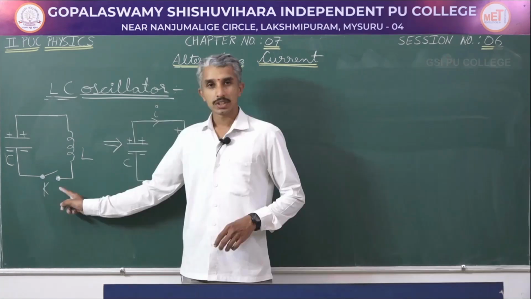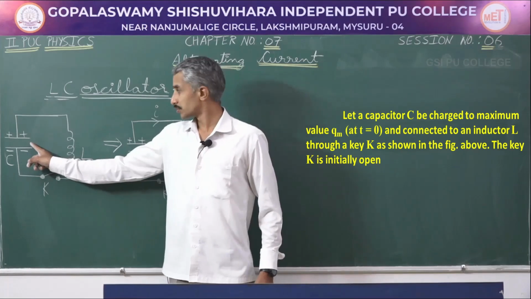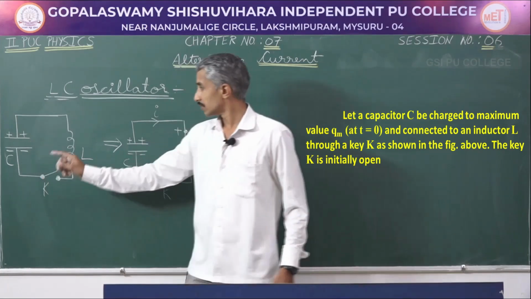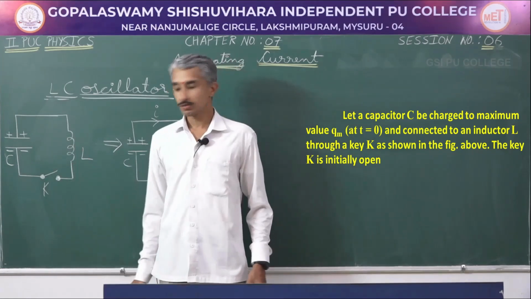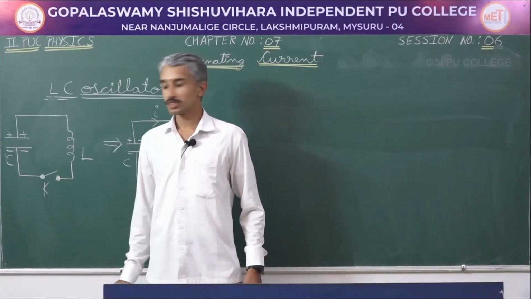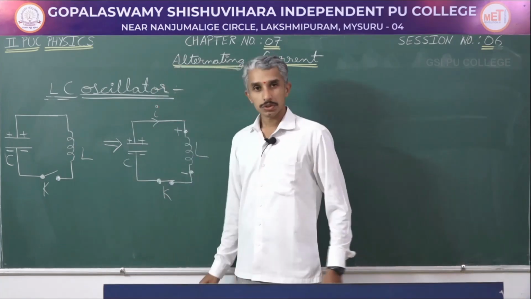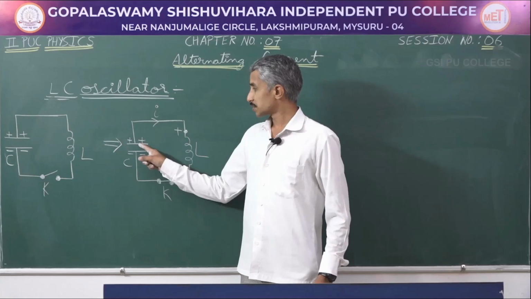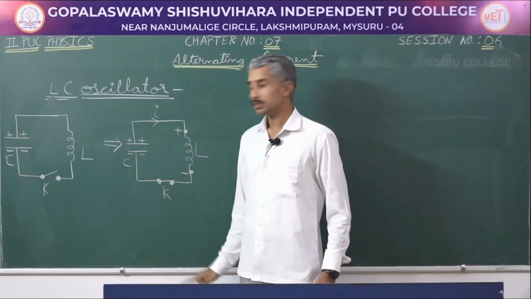Let us begin. Consider a capacitor charged to the full capacity Qm. It is connected to an inductor L through a key K. Initially it is open. Then when the key K is closed, the capacitor starts to discharge, therefore a current is produced in the circuit.